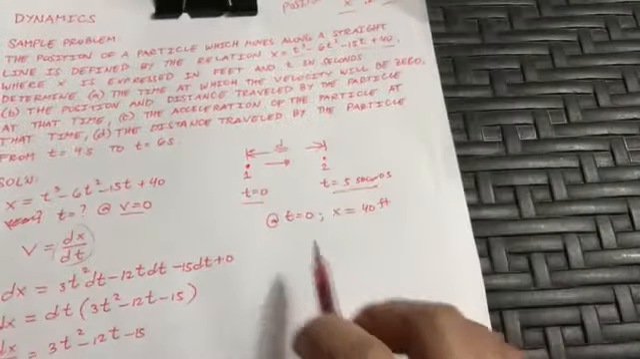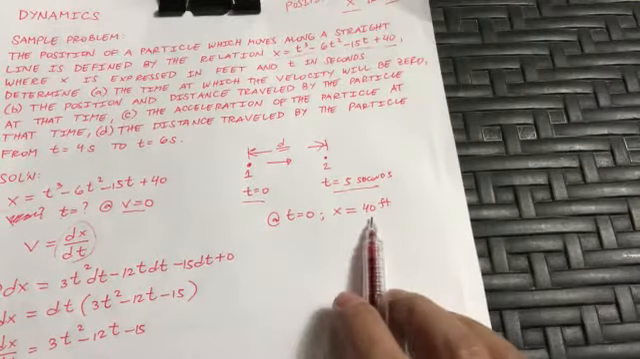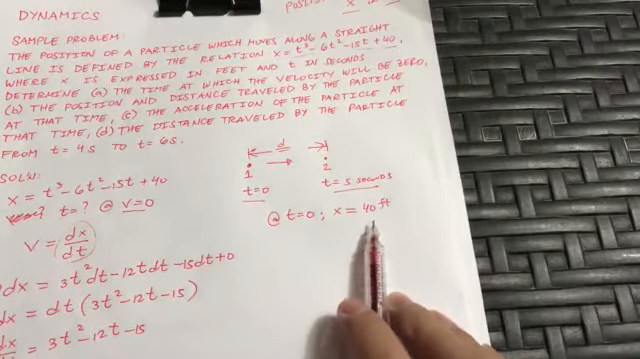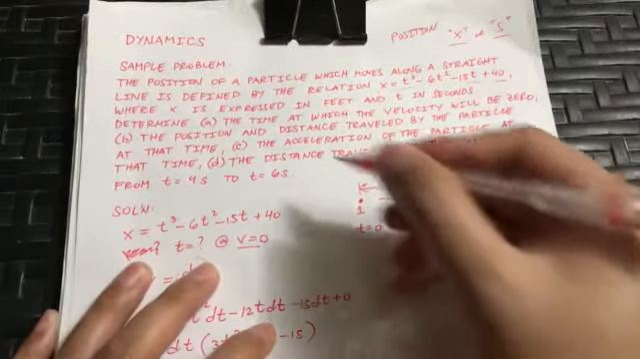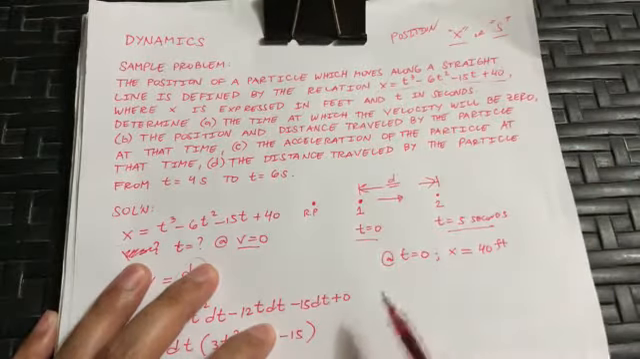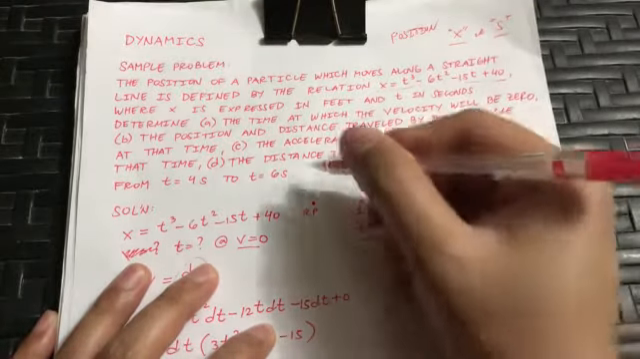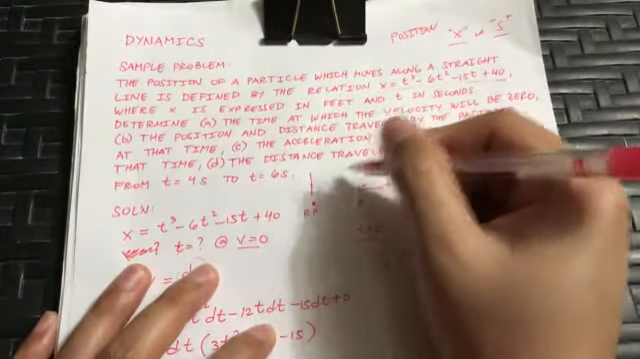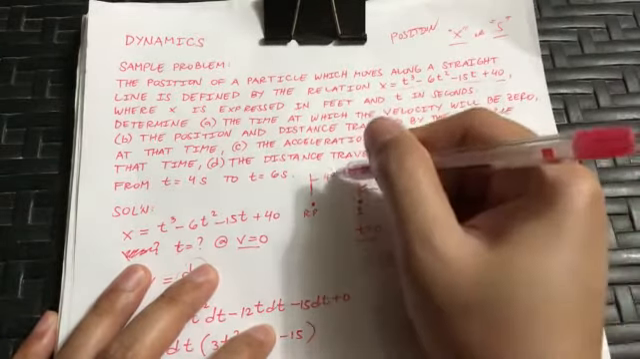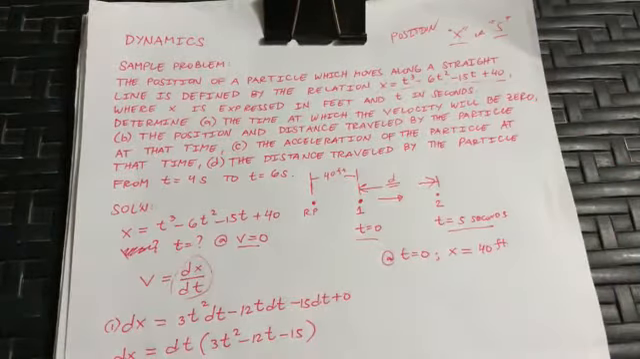This means that at time 0, the particle is 40 feet away from a reference point. Let's say, for example, this is now our reference point. So at time 0, this is 40 feet.